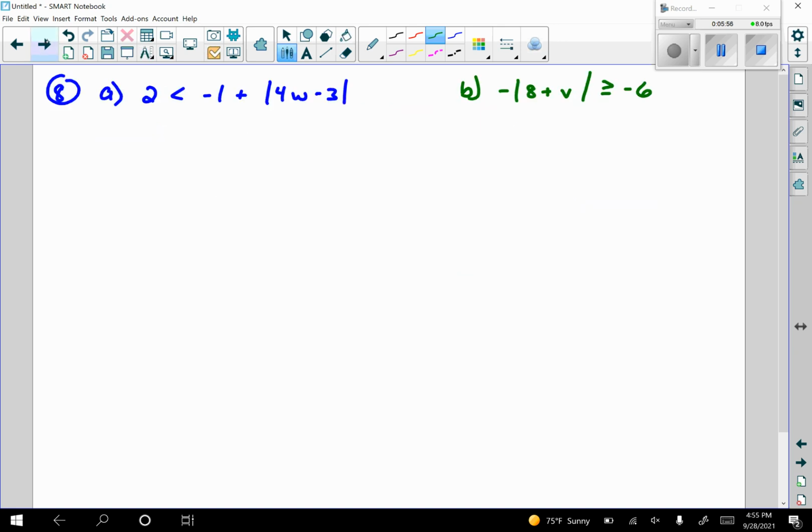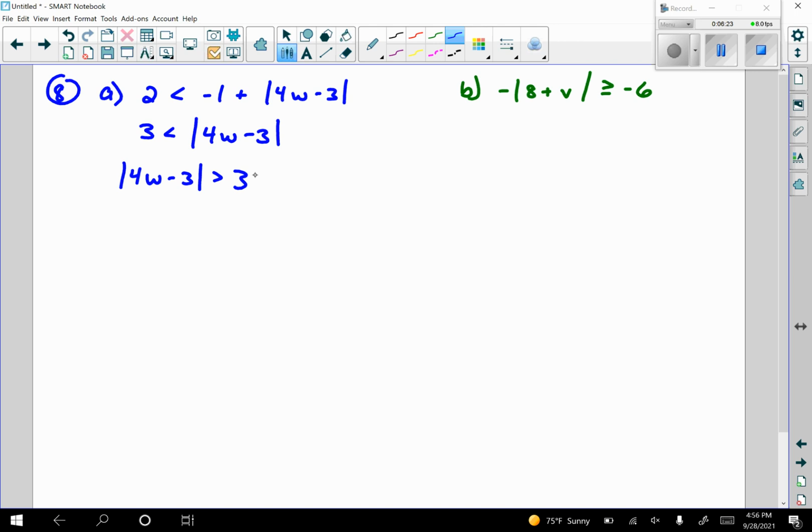All right, problem 8 gives us more absolute value inequalities and one equation I threw in there. Now remember, the goal is to isolate the absolute value part. So what I'm going to start with A is adding 1 to each side. So we'll get 3 is less than the absolute value of 4w minus 3. We're so used to seeing this written the other way around, and it's going to be so much better if we do. So we get the absolute value of 4w minus 3, reading it from right to left, is actually greater than 3.